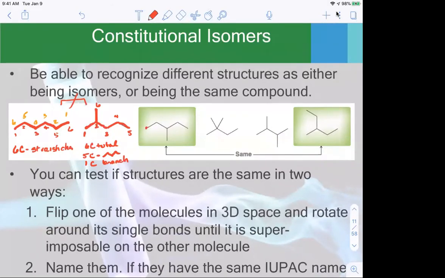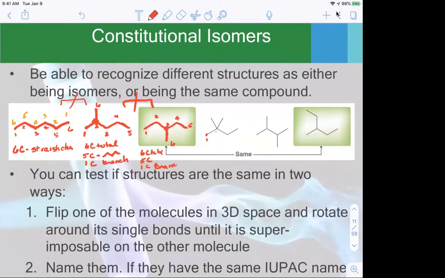Here I have 1, 2, 3, 4, 5 with my 6 carbon. I have 6 carbon total. I have 5 carbons connected with a 1 carbon branch. But notice this branch is on that central carbon. This branch is on the carbon that's on the 2nd carbon from the left. This branch is on the carbon that's on the 3rd carbon from the left. So these two are not equivalent.